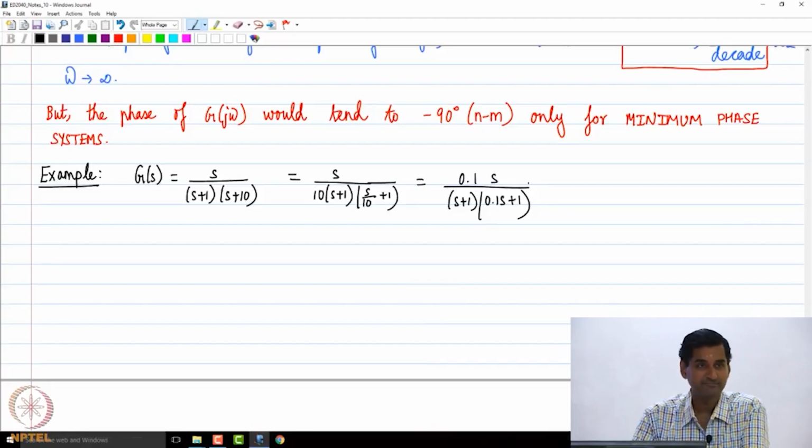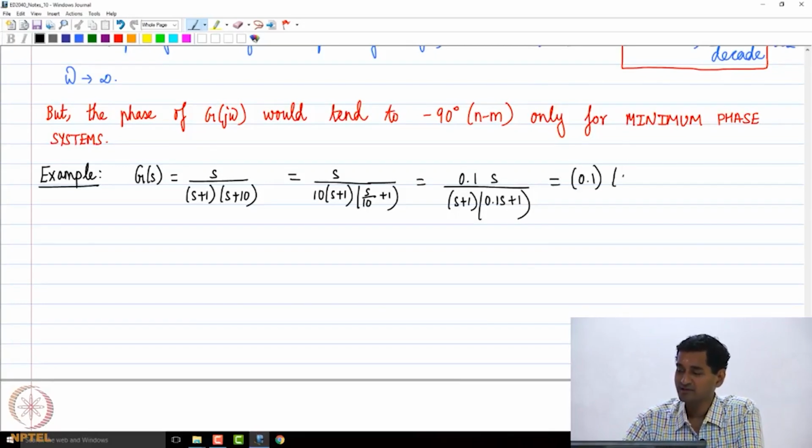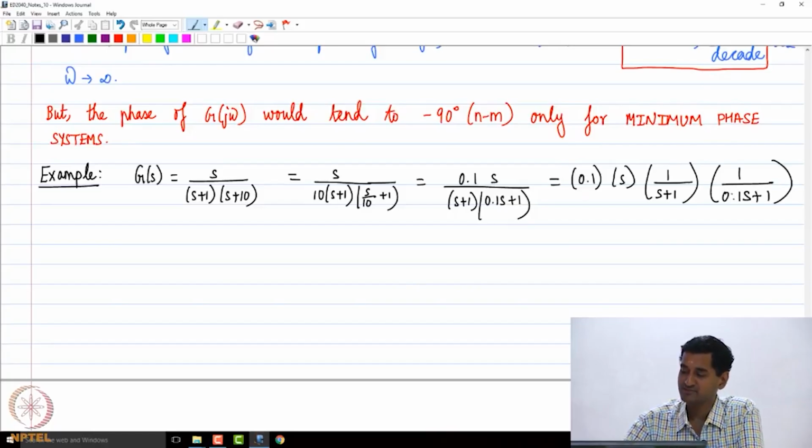Do you agree? Right. So, this essentially means that I have 4 factors: a constant 0.1, an s term, and then a 1 by (s plus 1) term, and then a 1 by (0.1 s plus 1) term, right. So, I have to plot the individual Bode plots of these 4 factors and then get the net Bode diagram, right. So, that is what I need to do.